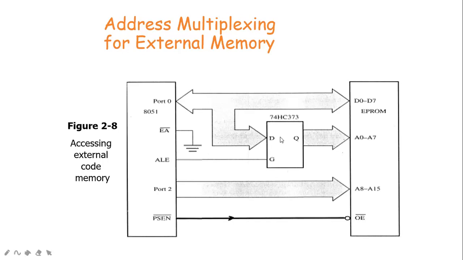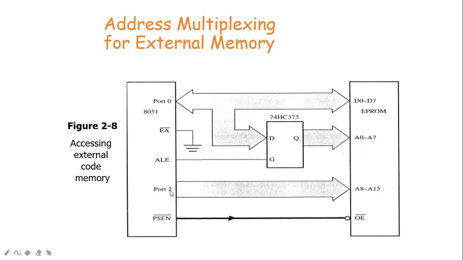These address and data lines are demultiplexed with a latch called a D latch, the number of which is 74HC373. The ALE pin is given to the G pin of this D latch. Whenever it is high, whatever information is on these lines is considered an address, and the latch sends that address to the EEPROM. Here it is a 64K EEPROM, so the address lines for the 64K EEPROM are A0 to A15, and the data lines are D0 to D7.